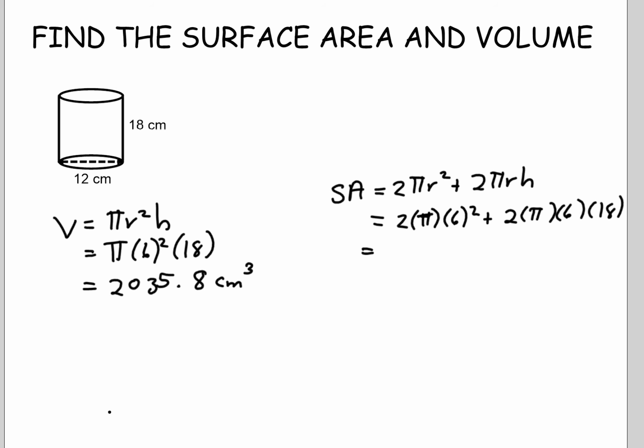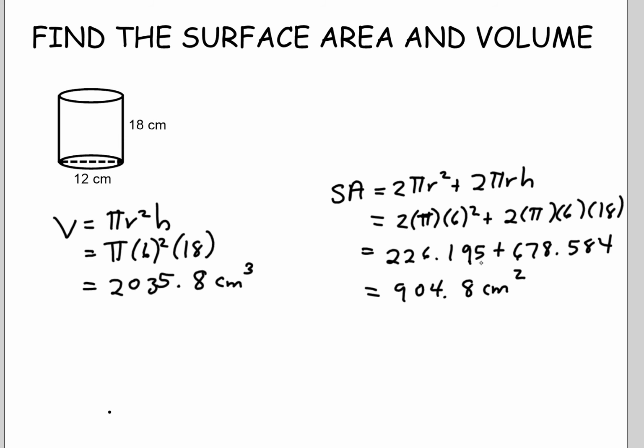So that one we'll say is 226.195. We always go to more decimal places than a question asks. You don't want to round too soon. And this one will be 678.584. And then if we put those together, we get 904.8, and we'll round to 1 decimal place.